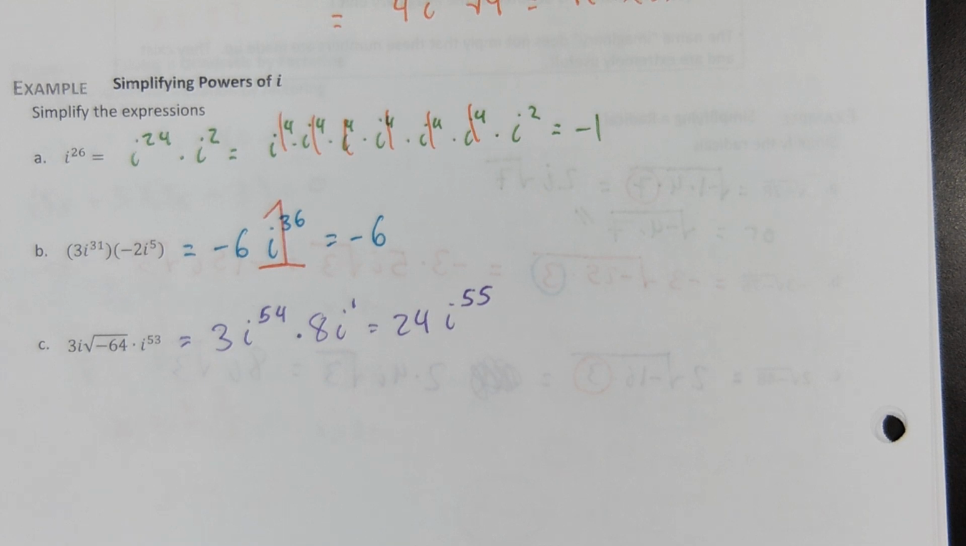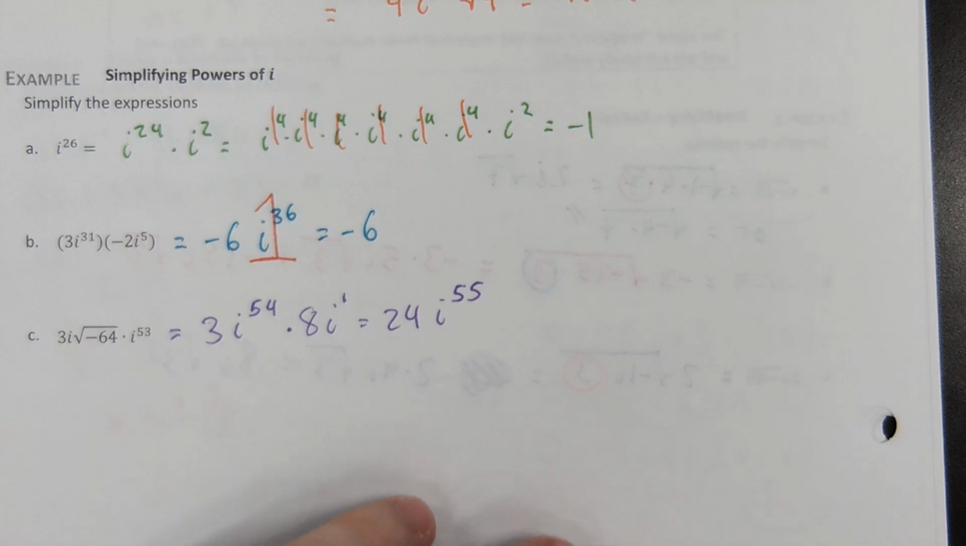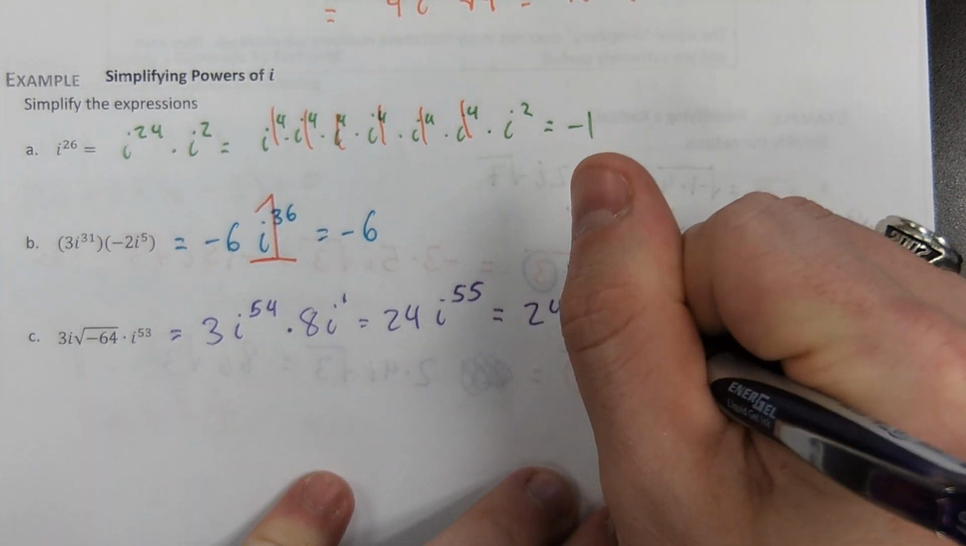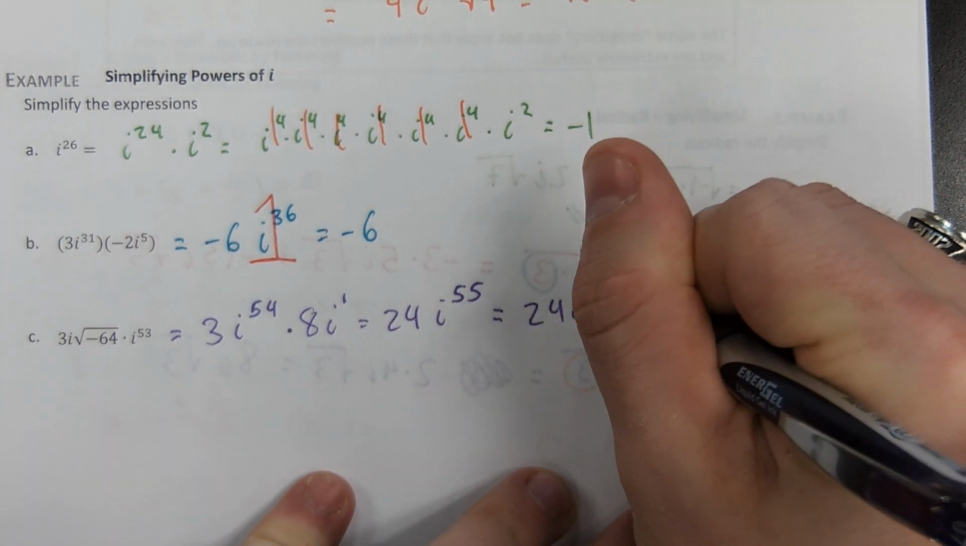52. 48 plus 4 is 52. So it's 52. Card players know that, because there's 52 cards in a deck. There's 4 suits. 13 times 4 is 52. Anyway, 24. I've played cards in my life, yes.